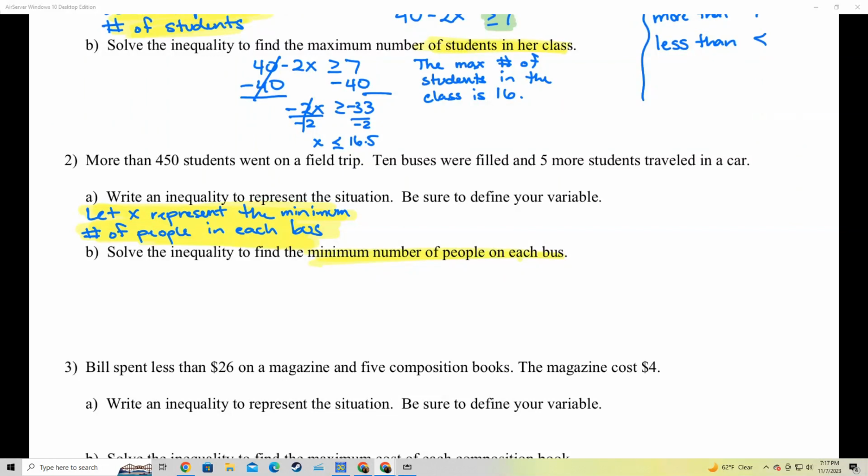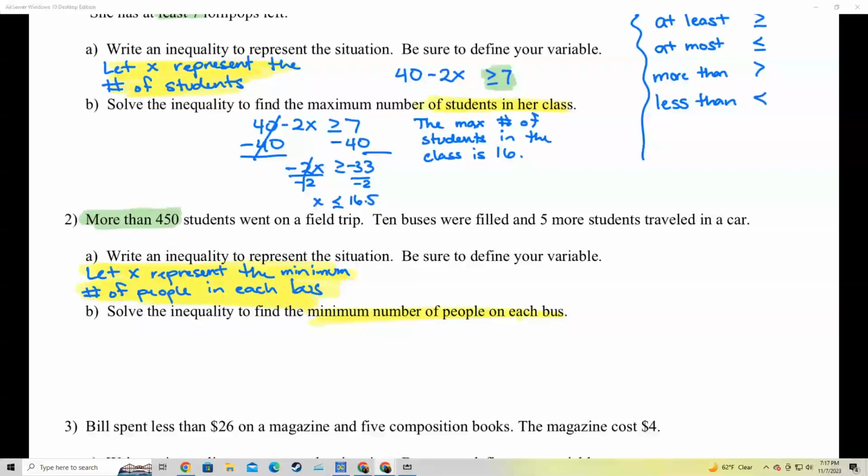Okay, well, let's see. Are there any words that they said? Well, they said that I want more than 450 students. We go back to our notes. More than means they want it to be greater than 450. So I know how my inequality is going to end. Now it's just how am I going to fill up the next stuff?